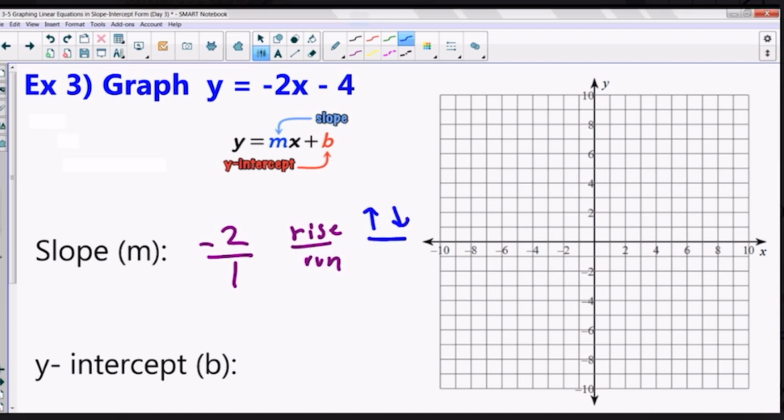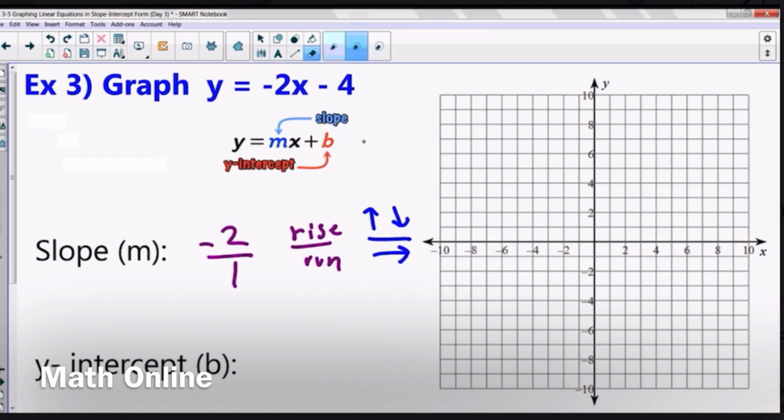Usually the run, when you're graphing, will be moving to the right side. Of course, we want to be precise, so we want to focus on this particular slope. We know that the rise will have a behavior of moving down, not up, down. Why? Because our number is negative. If the numerator of the fraction is negative, then the rise will have a behavior of moving down, 2 units in this case. And the run, of course, will always move to the right. Now, we're going to move on to identifying the y-intercept really quick. The y-intercept in this case would be our b value, which is negative 4.